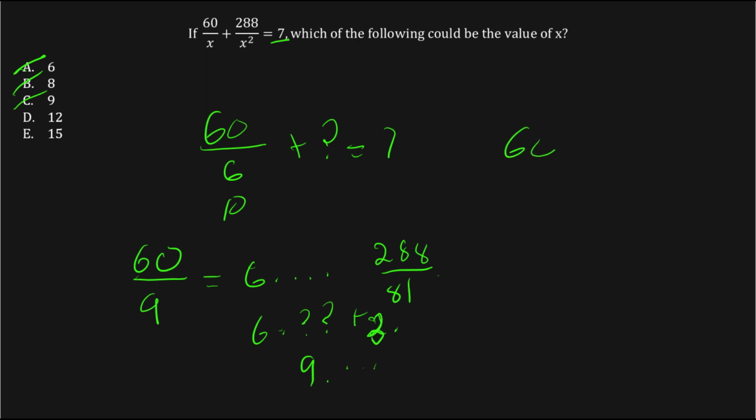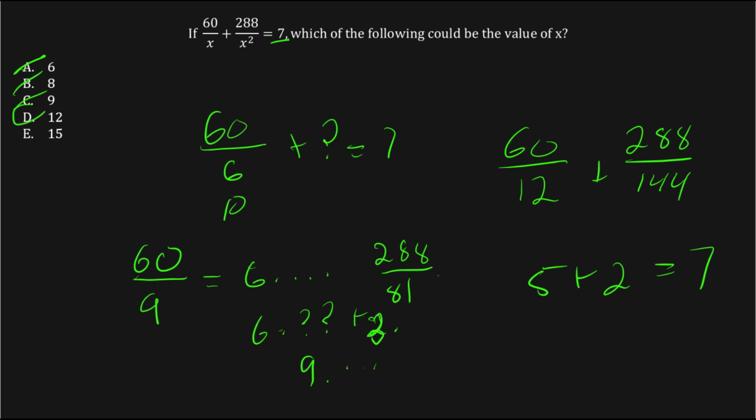So 60 over 12 plus 288 over 144. These are easy numbers. 60 over 12 is 5. 288 over 144 is 2. Equals 7. So D.